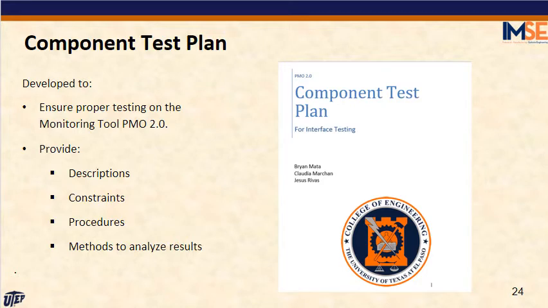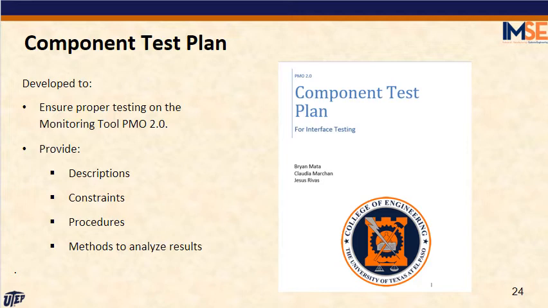The component test plan. The component test plan was developed to ensure the proper testing of the monitoring tool PMO 2.0. Just to provide a brief overview, the purpose of the proposed system is to improve project monitoring and control, and to obtain a better understanding of the monitoring team's progress and effort. The improvements on the current system should yield more accurate data for the team, manager, and the customer, and overall, it should improve planning in future projects.